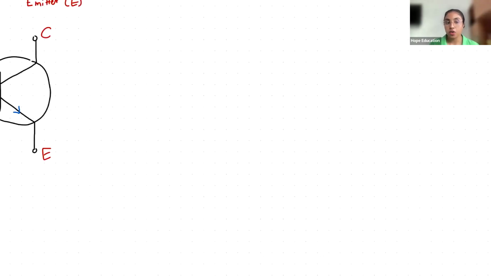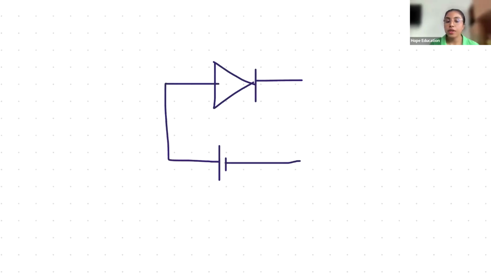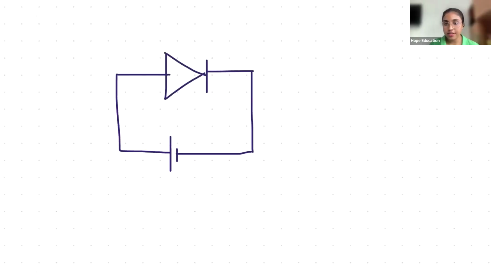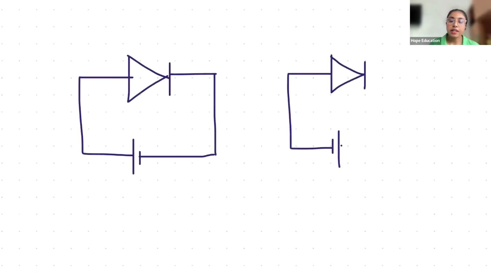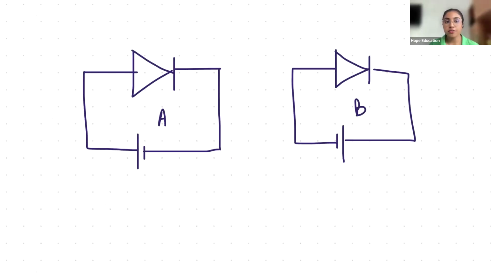I hope you all remember diodes and how we biased diodes, right? If we take a diode like this, there are two different ways we can connect this diode to a circuit, right? Like this or like this. I will label this circuit as circuit A and this as circuit B. In which circuit will there be a current flow?